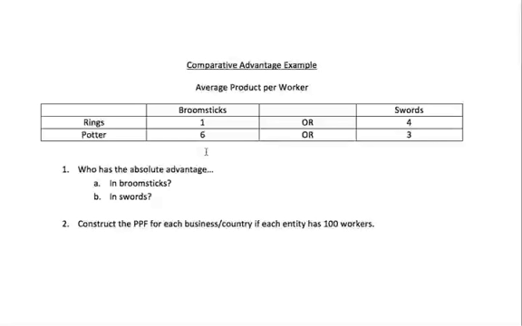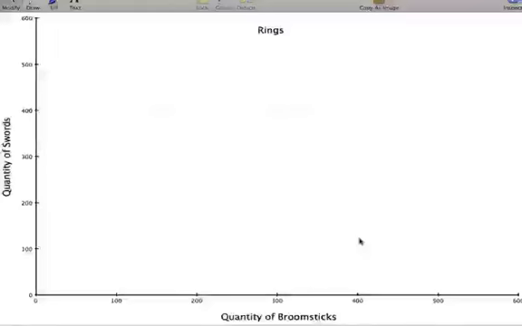Well, the average worker in Rings can make one broomstick or 4 swords. The average worker in Potter can make 6 broomsticks or 3 swords. To determine how we benefit from specializing in trading, we construct the production possibility frontier.